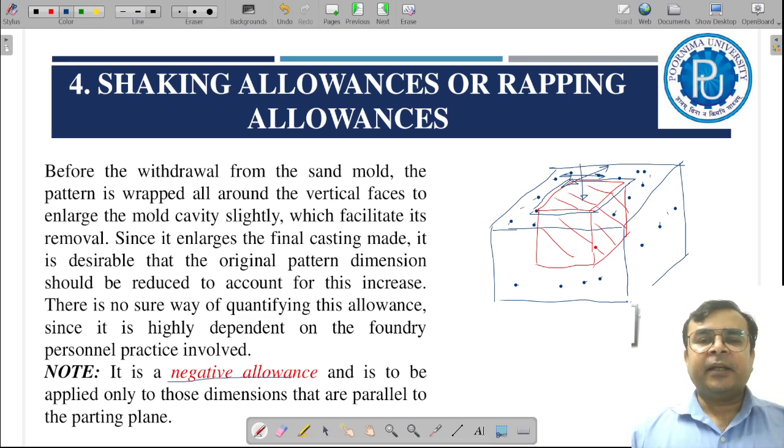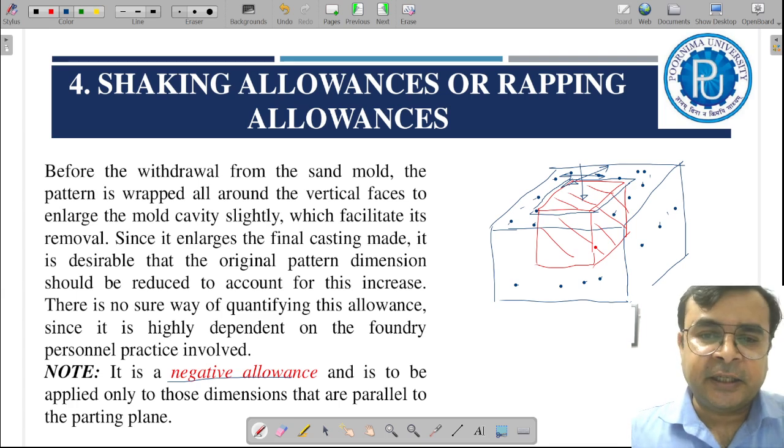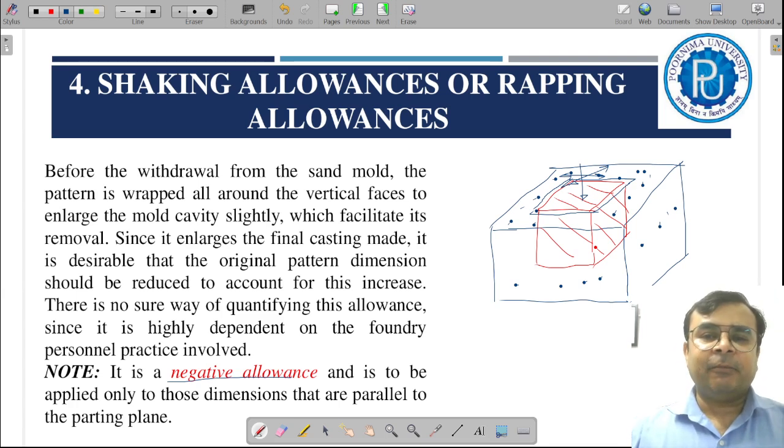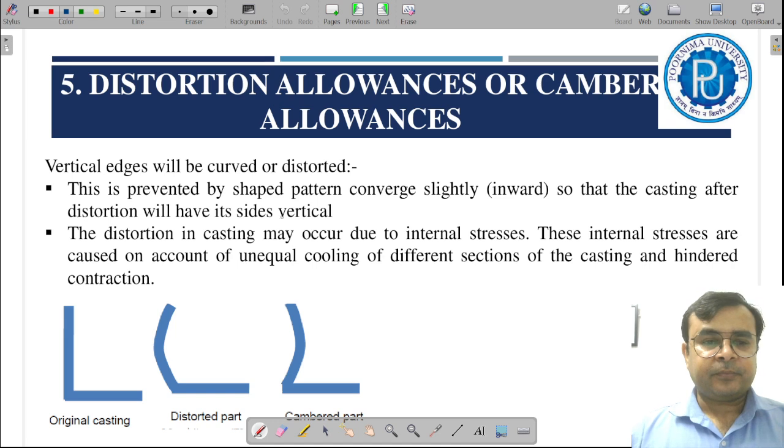And there is no mathematical expression through which you can determine this. So this is experiment based and skill based. It depends upon the skill of the operator. So this is called shaking allowance.